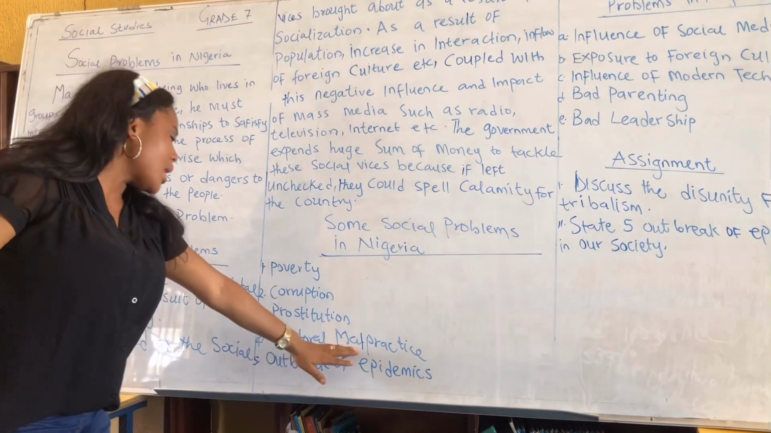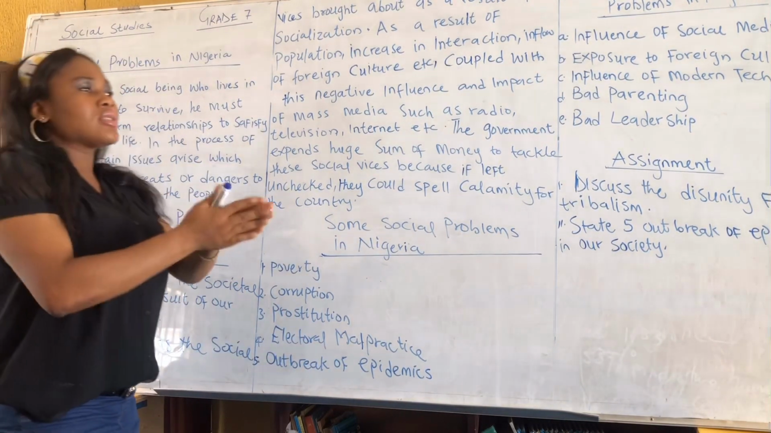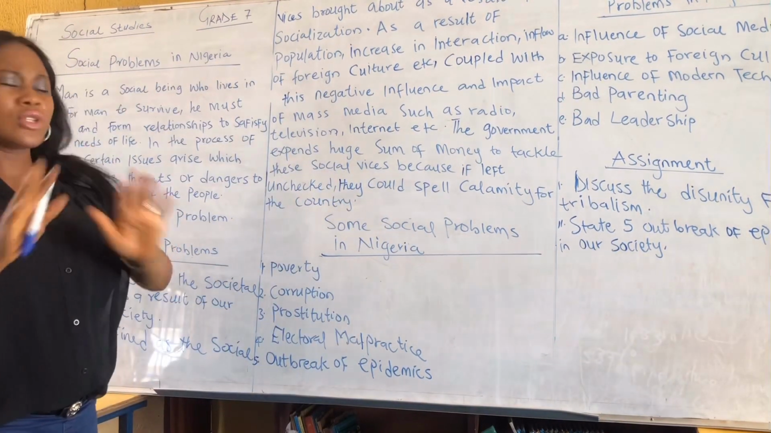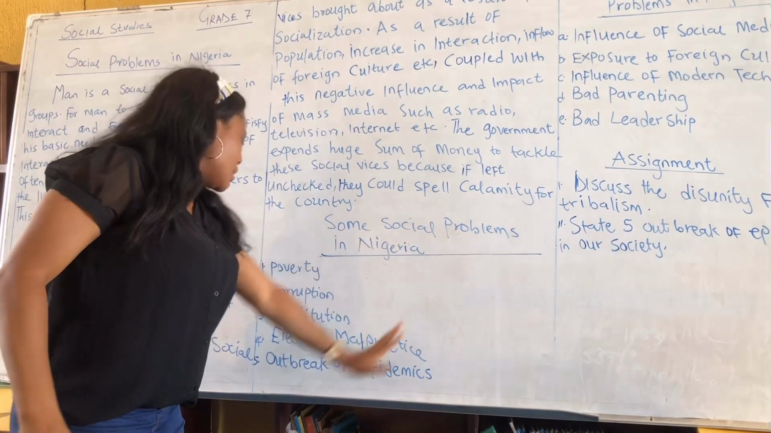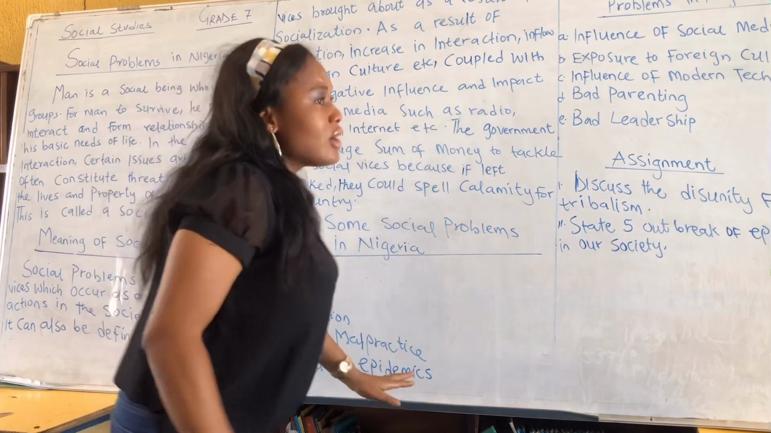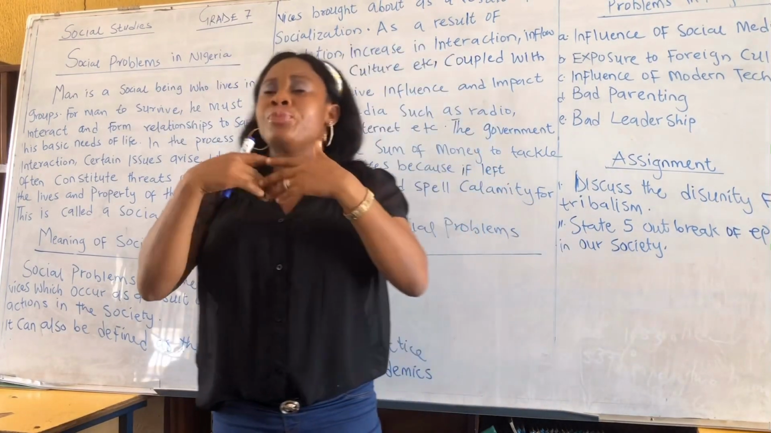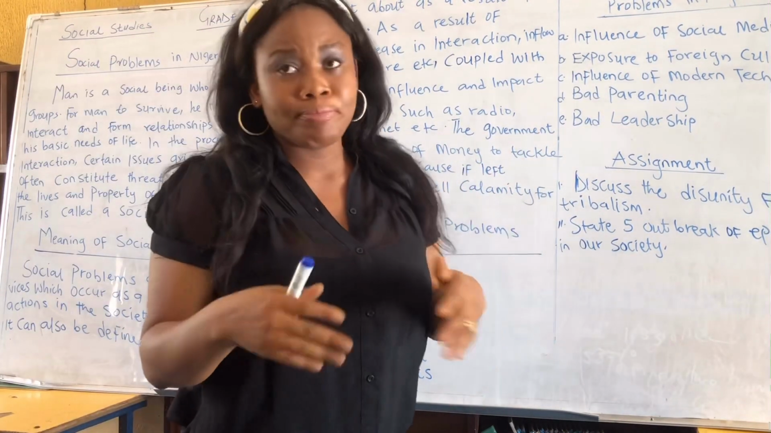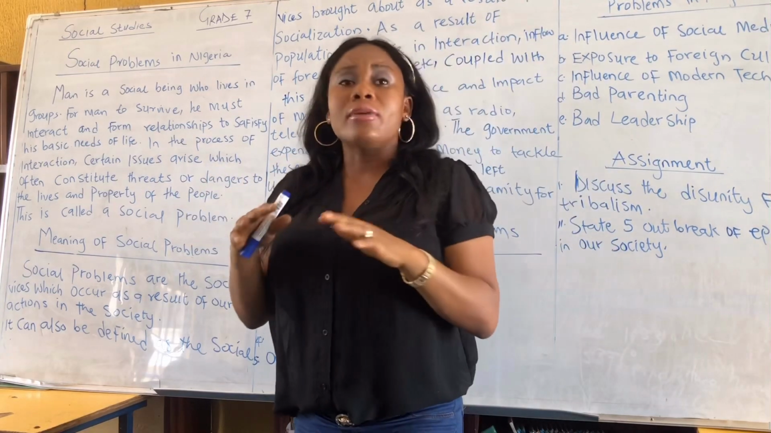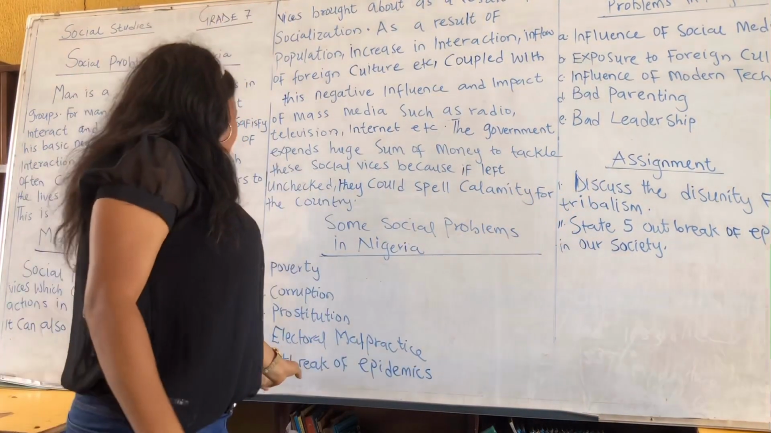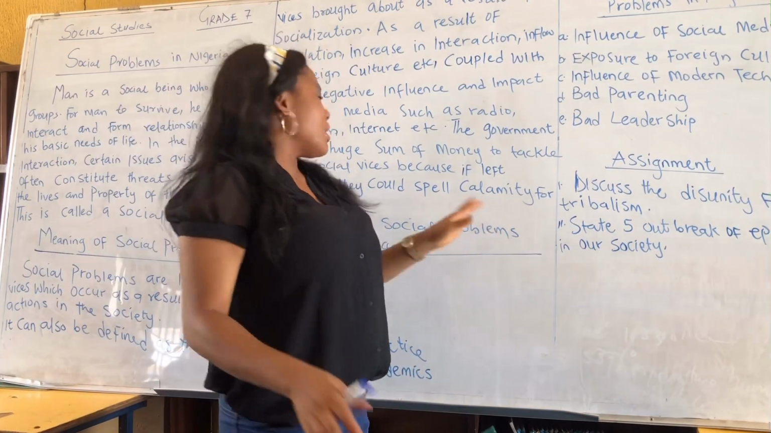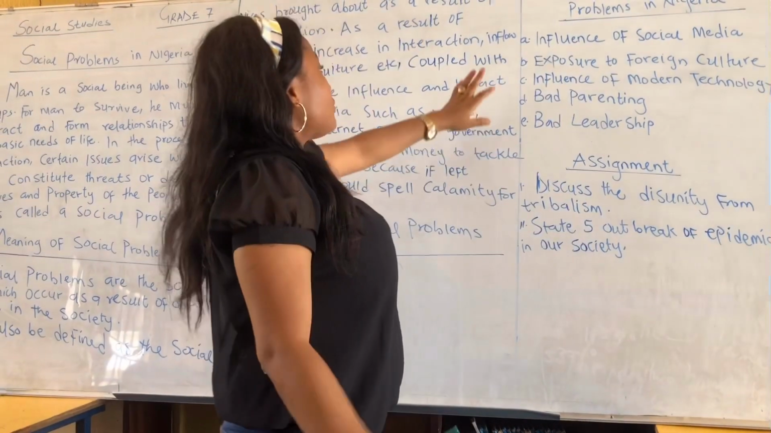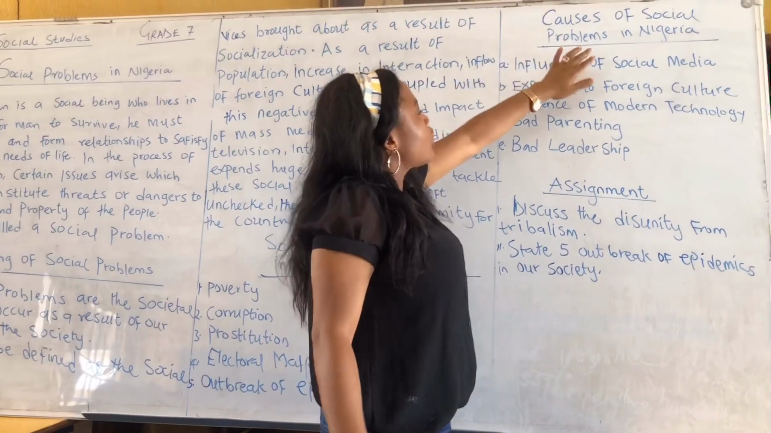We have electoral malpractice. Electoral malpractice has to do with false or multiple results during voting, which can lead to social problems in our society. We have outbreak of epidemics. Talk about those diseases in our country. Examples of epidemics in our country: we have Ebola, Lassa fever, then coronavirus. These are outbreaks of epidemics in our society as a result of social problems, as an exposure to other cultures.